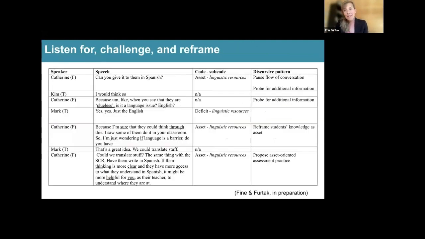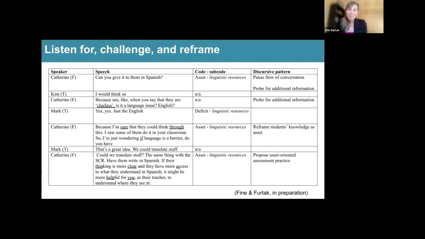And so in our research, we have analyzed how we as facilitators listen for and push back against these kinds of deficit discourses that come up when we talk about classroom assessment, encouraging reframing. Rather than thinking about language as a barrier, think about how we can translate prompts into multiple languages, how we can encourage students to write in Spanish or in the languages that they speak, and how this provides them with more access, and it actually helps us see even more about what they know and are able to do.